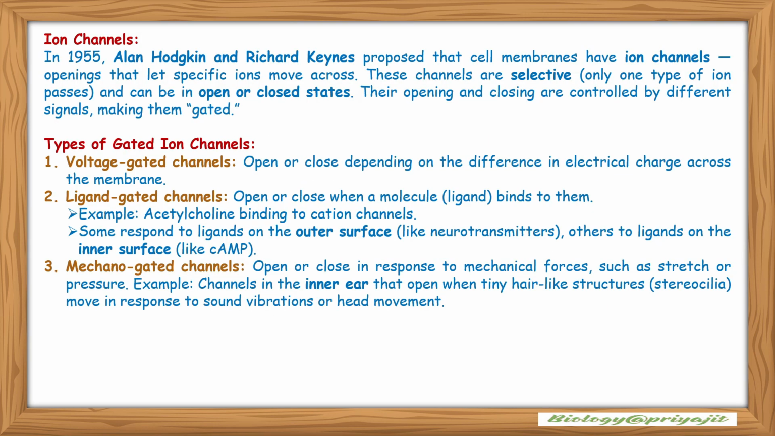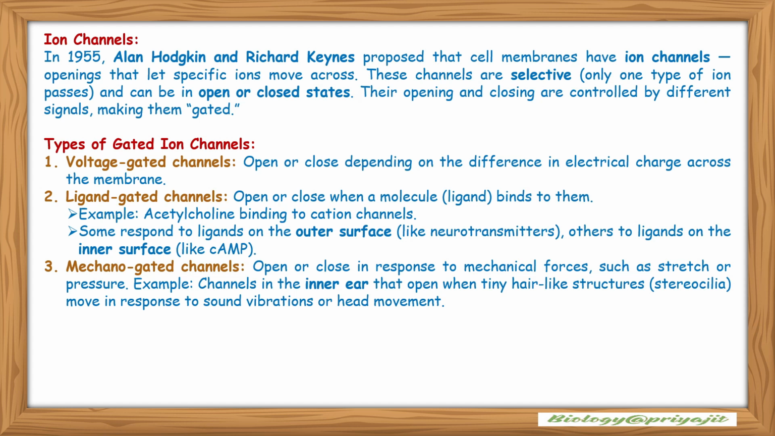Ion channels. In 1955, Alan Hodgkin and Richard Keynes proposed that cell membranes have ion channels, openings that let specific ions move across. These channels are selective. Only one type of ion passes, and they can be in open or closed states. Their opening and closing are controlled by different signals, making them gated.